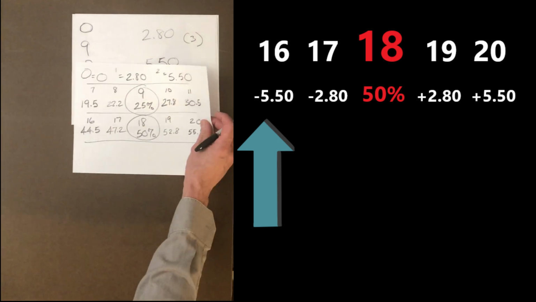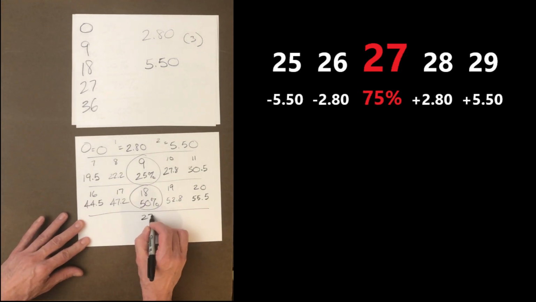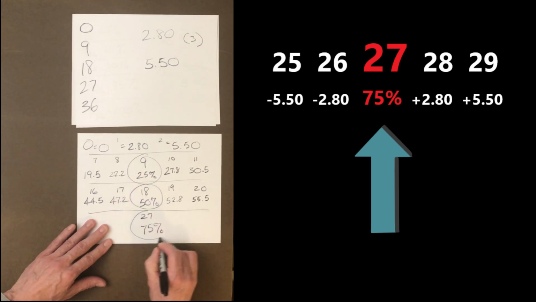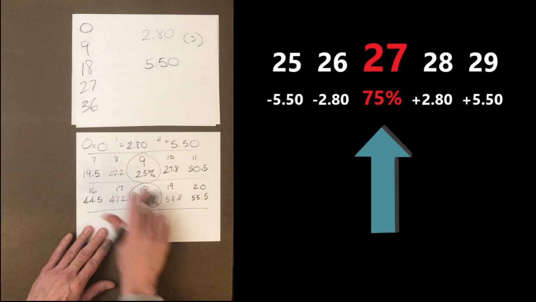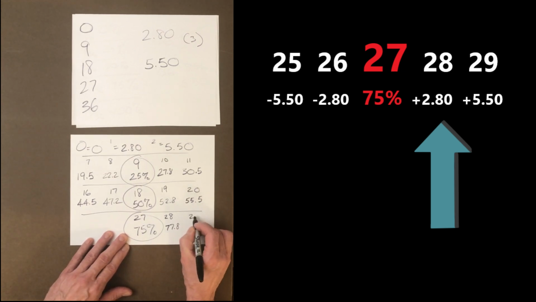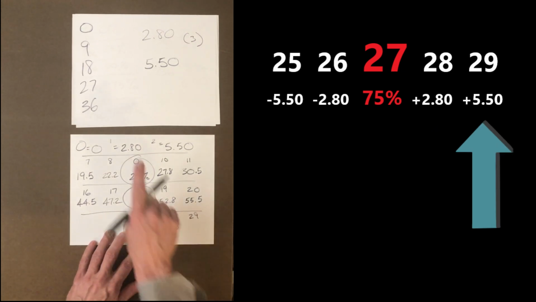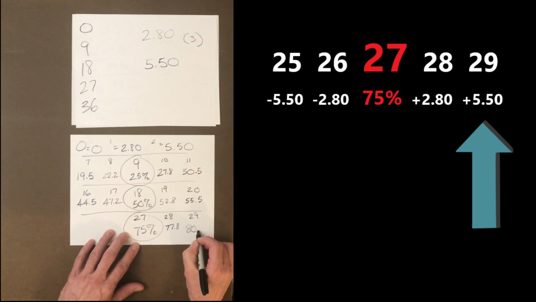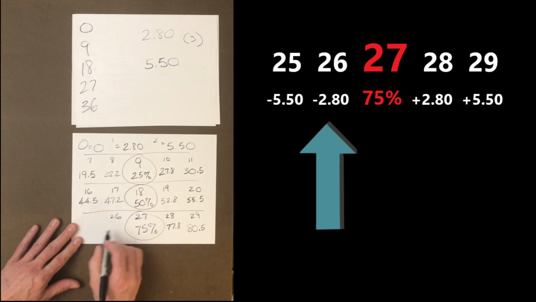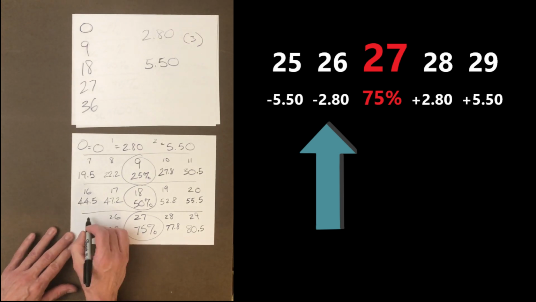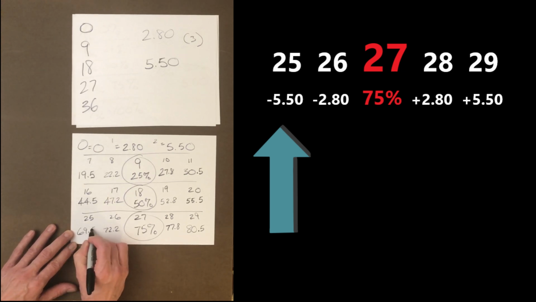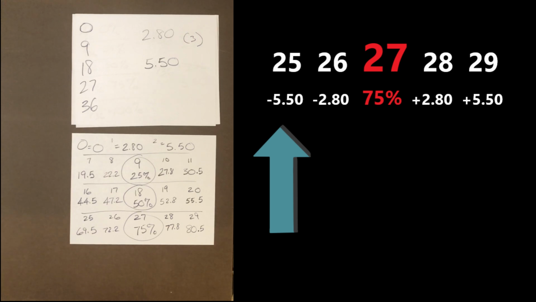And we'll do it on this one, 27. We know that's 75%. So 28, simply add the 2.8, 77.8. 29, we're going to add the 5.5, so it's 80.5. 1 less, 26. Let's subtract 2.8, so 72.2. 25, subtract 5.5, 69.5. Pretty easy.